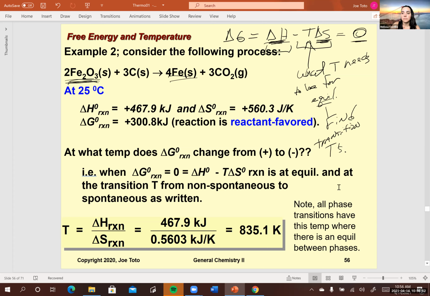Positive. Boom. All right, I think that's a good spot to stop. You can look at the rest later, and then we'll pick it up next week right here.